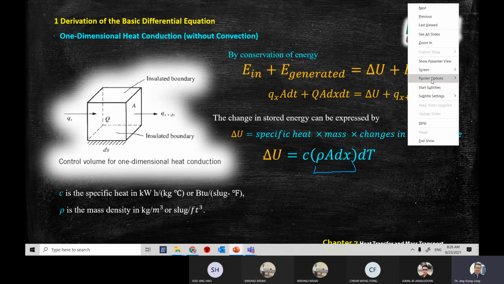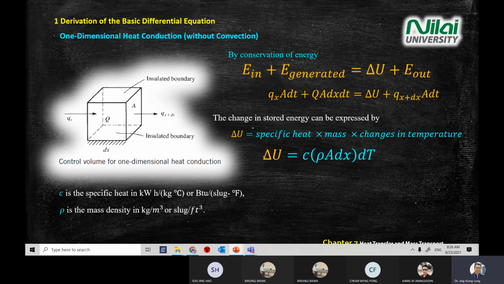All right. So this is the concept to find changes in the stored energy, delta U, where you take specific heat times mass times temperature change. Okay, change of temperature. So meaning you have temperature 1 at the left hand side, temperature 2 at the right hand side, meaning temperature at this surface, temperature 2 at this surface. You find the delta T in the system, then you substitute inside this equation.